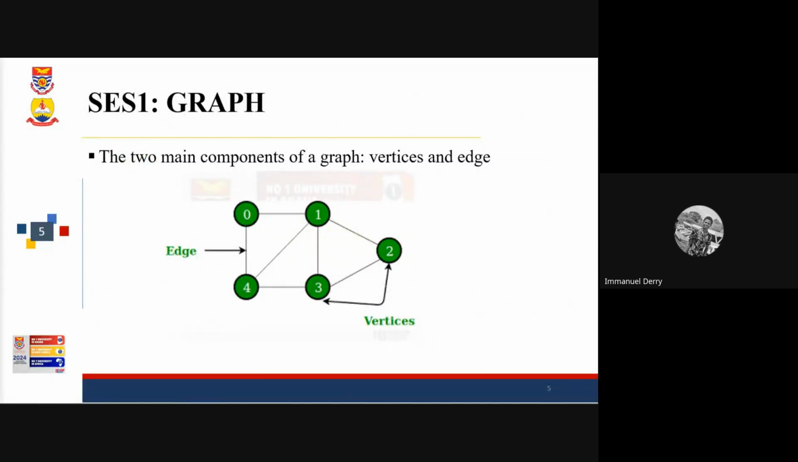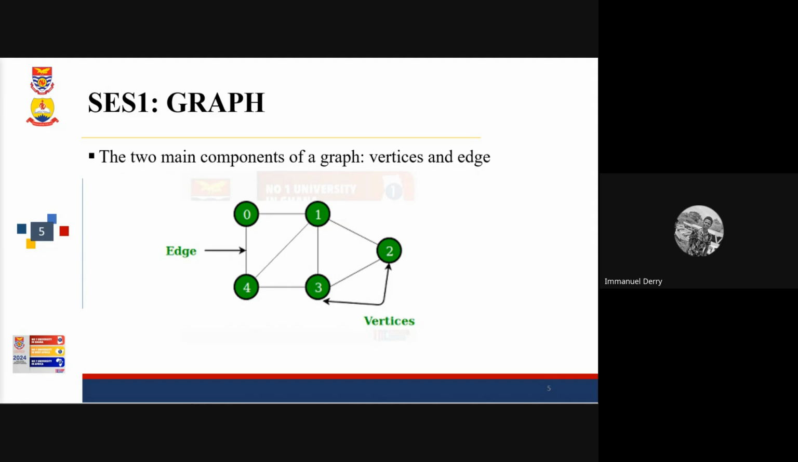So this is an example of a graph that we have. And as you can see, the lines that connect 0 and 4 are what we call the edge or the edges, and then also the various circles with the numbers in them happen to be the nodes or the vertices. So a graph should contain an edge and also a vertex as well.